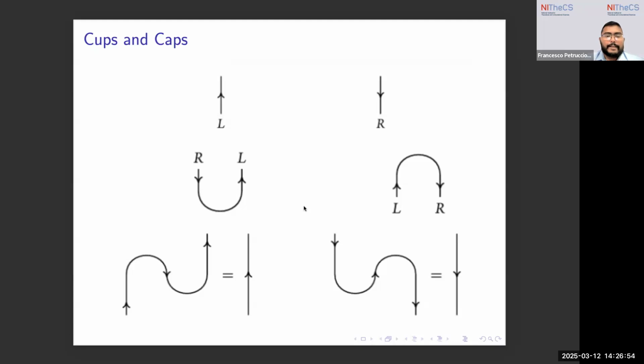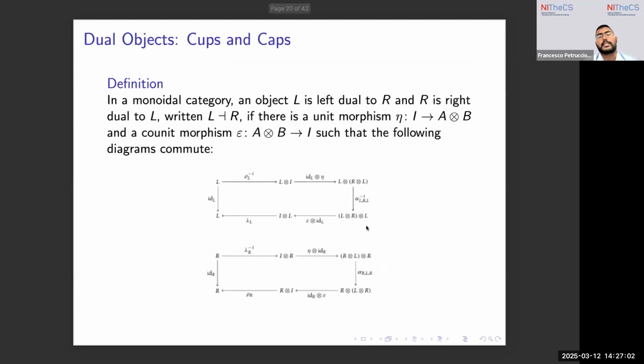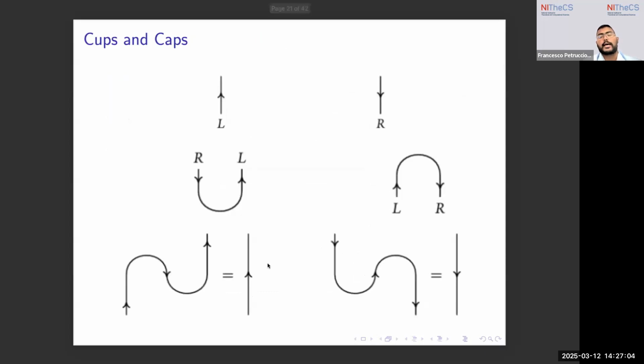Because we define these as dual objects, these technical conditions on the previous slide, that these diagrams commute, are simply saying that when we have these two diagrams here, so this cup and cap coming from the middle two diagrams, the law says that we can simplify it to this single line here, which is L. And similarly, the dual property says that this cup followed by cap is simply R.